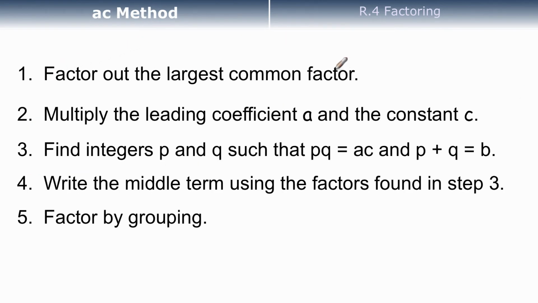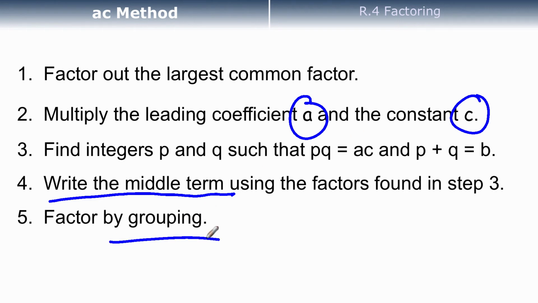First, you want to factor out a common factor, like you usually do. And then you multiply that first coefficient by the last one. And then you do the same thing that we did. So we look for things that multiply to whatever that product is and add to whatever the middle term is. But then this is where it changes a little bit. You rewrite the middle term using those two numbers, and then you group factor. Might seem a little confusing there.